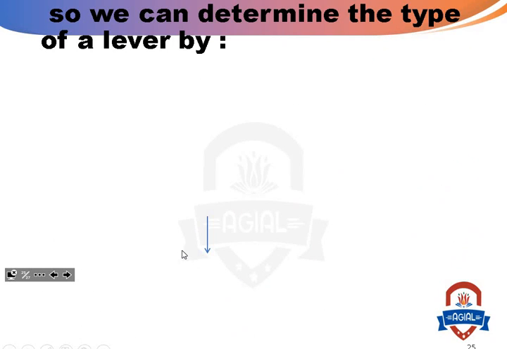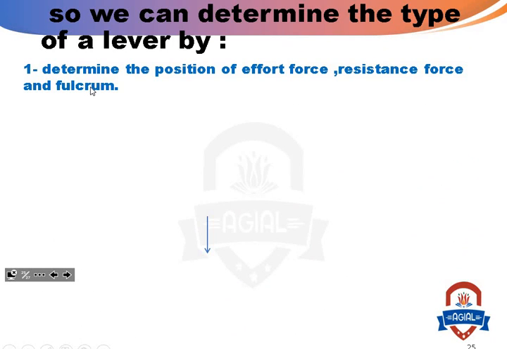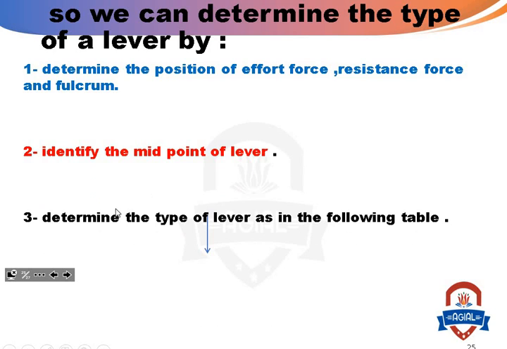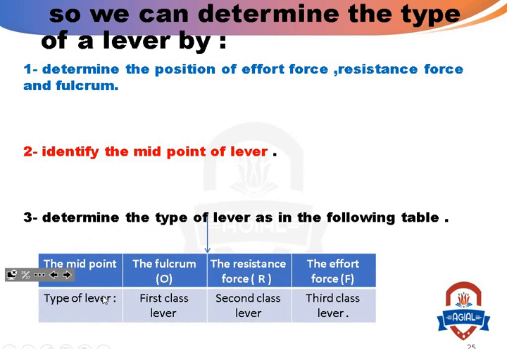So we can determine the type of lever by: first, determine the position of the effort force, resistance force, and fulcrum. Number two, identify the midpoint of the lever. Number three, determine the type of lever as in the following table. The midpoint and the type of levers: if the midpoint is the fulcrum, the lever will be a first class lever. If the midpoint is the resistance force, it will be a second class lever. If the midpoint is the effort force, it will be a third class lever.